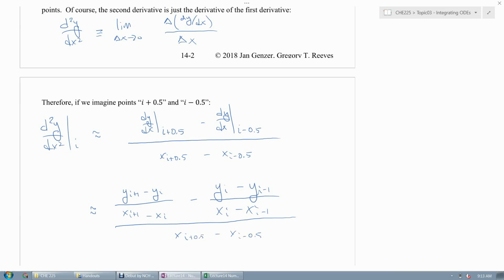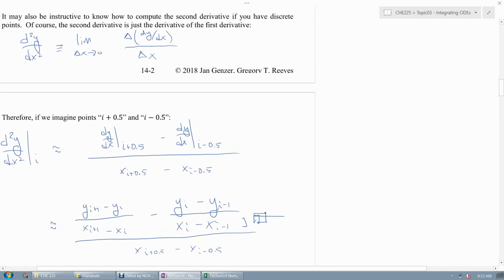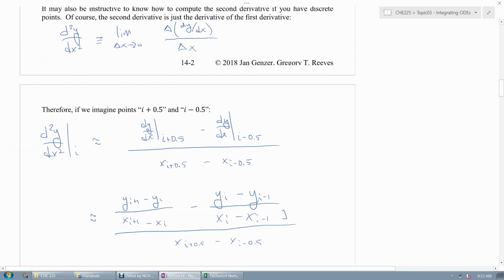Okay, so the thing that makes this a lot easier is if your x's are spaced out equally. If your x's are spaced out equally, then each of these differences in x is just some delta x.